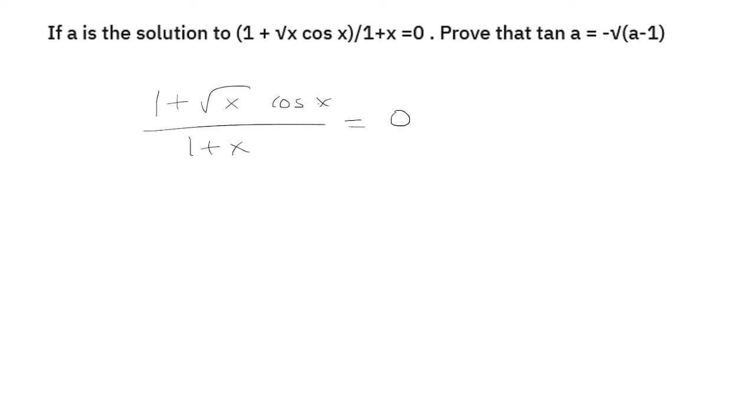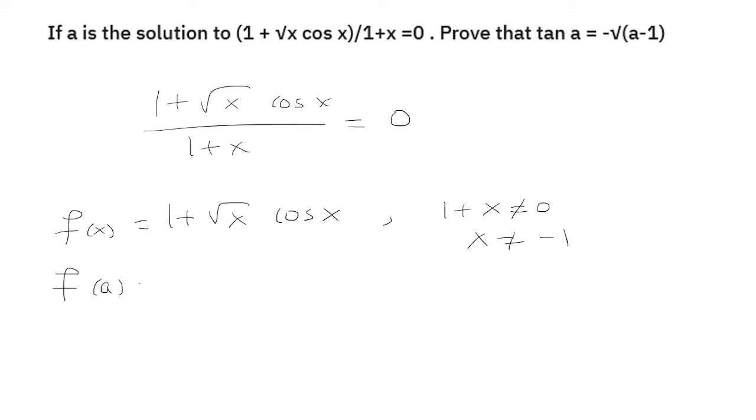If we set this equal to 0, that means that the numerator has to be 0. And obviously, the denominator does not equal 0, which means x cannot be negative 1. Otherwise, it will not be defined. So let's say f(x) is equal to (1 + √x)cos(x). That means if I plug in x equals a, I get 0.